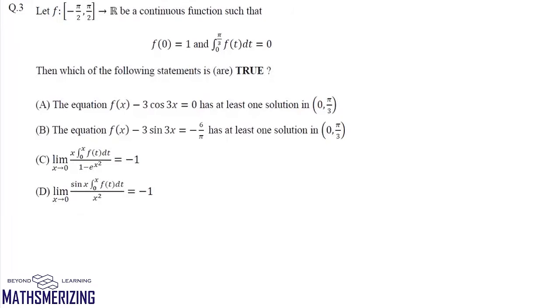Now the question is, we are given this function f defined from minus pi by 2 to plus pi by 2, and f(0) is 1, and this integral from 0 to pi by 3 f(t) dt, it is 0. Now which of the following options is or are correct?